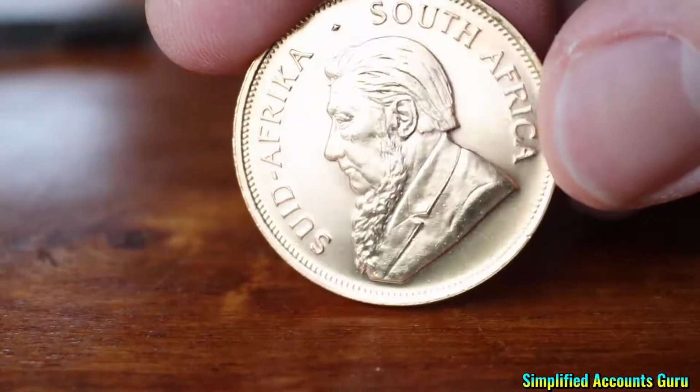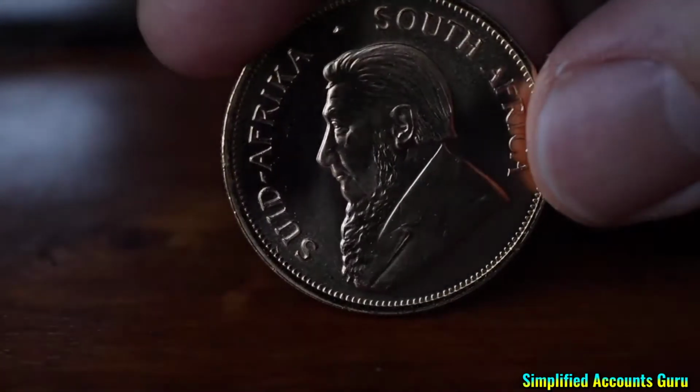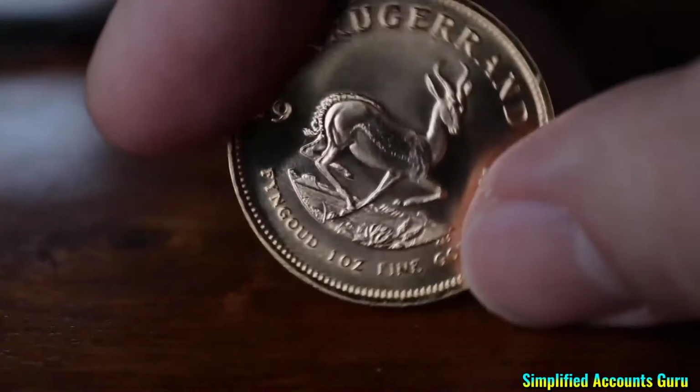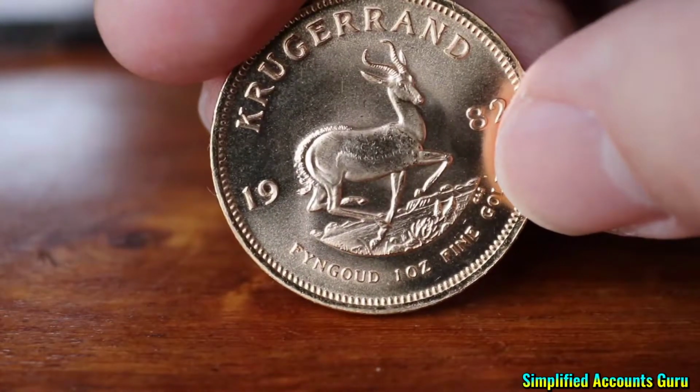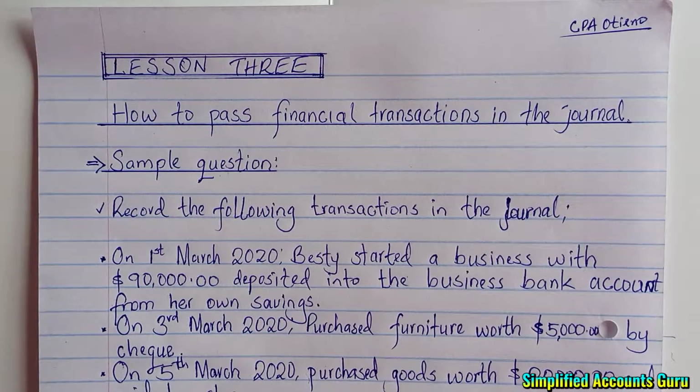So allow me, friends, to jump into the first question of the transactions, a question that can help us know how we can pass the journal entries: record the following transactions in the journal. When you come across a question of that kind, where you are given a list of transactions that took place during a particular period, this is what we are going to do. First of all, let us read through the question so that we can have a clue of what we are going to handle today.